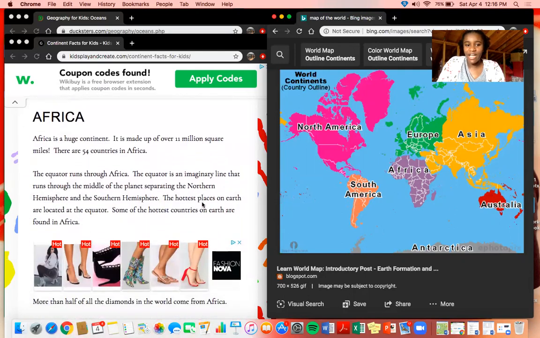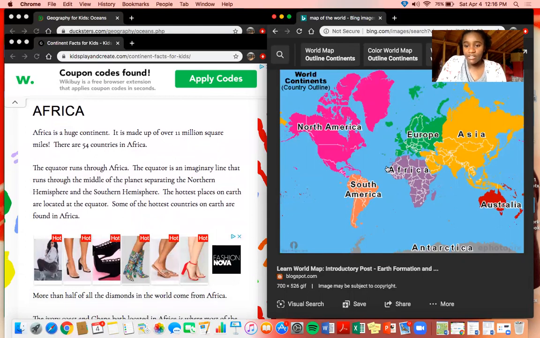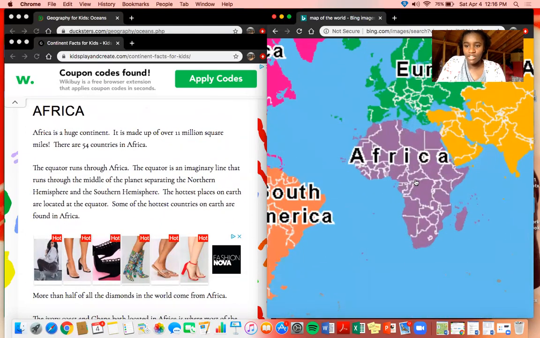So first let's talk about Africa. So Africa is this purple one right here, you know, from Wakanda Forever, you know. It has 54 countries. That's where Black Panther lives, of course.